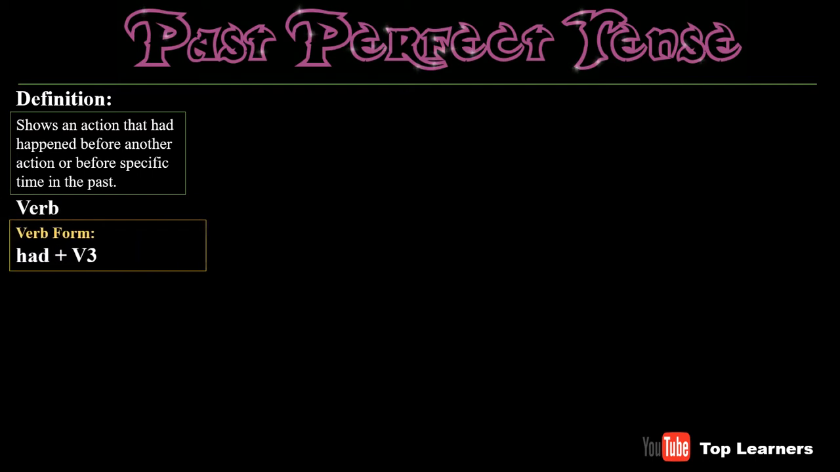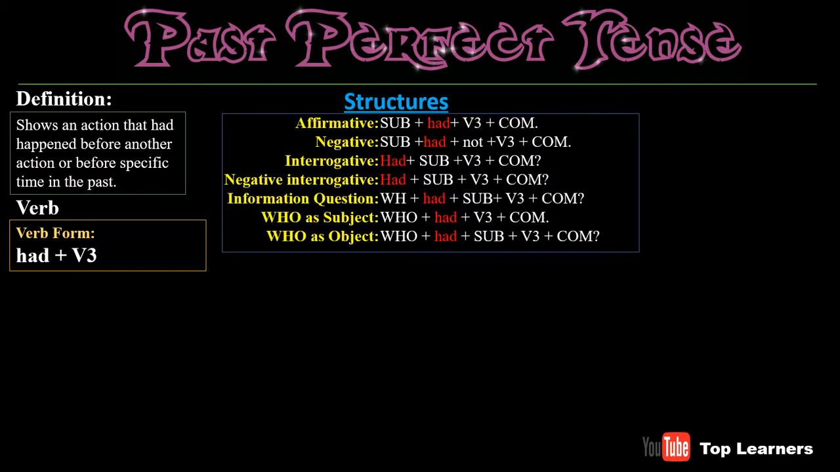To make past perfect tense, we use had plus the third form of the verb, had plus verb 3. The structure for past perfect tense for positive is subject, had, verb 3, and complement. The easy thing about past perfect tense is that we can use had for all types of subjects. For singular, plural, and all, we can use only had. It's very easy. And if you want to make it negative, you can easily put not after had.